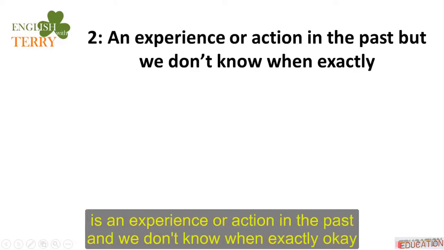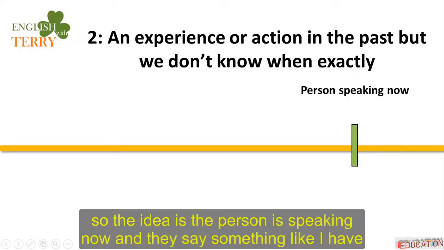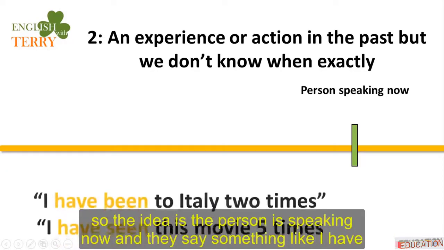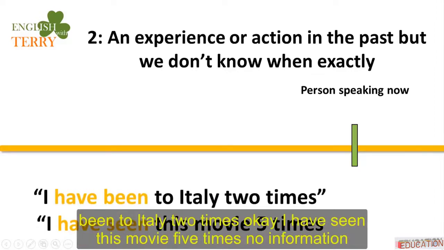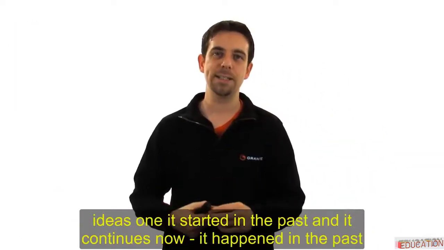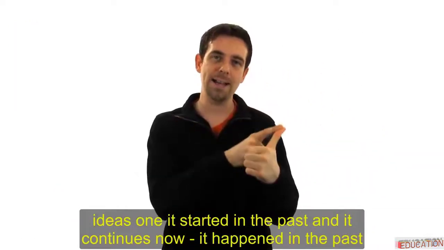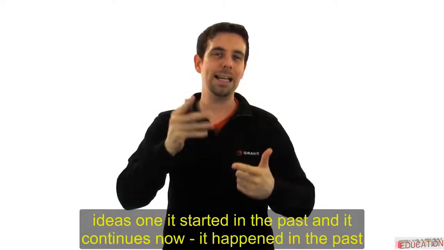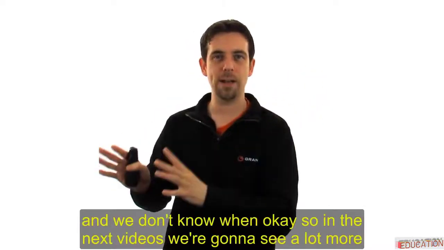Now, the second idea is an experience or action in the past, and we don't know when exactly, okay? The idea is the person is speaking now and they say something like, I have been to Italy 2 times. Okay. I have seen this movie 5 times. No information about when. We know it happened, but we don't know when. Okay. So that's the 2 ideas. 1, it started in the past and it continues now. 2, it happened in the past and we don't know when.